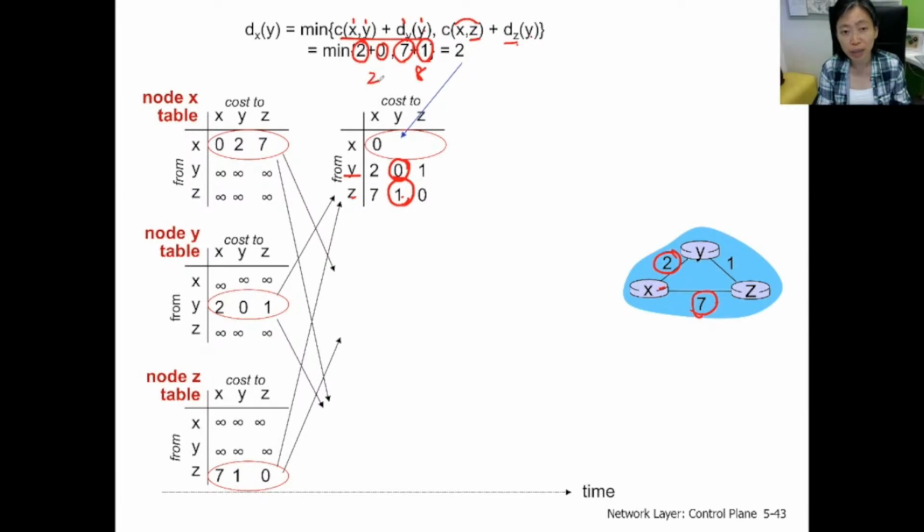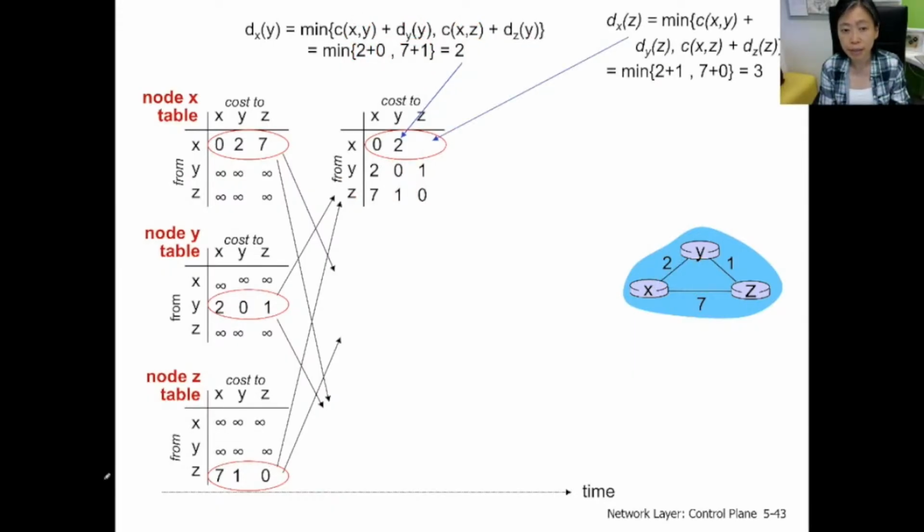And this is 2 only. Therefore, y here wins. Y is the next hop router to y. So therefore, we write 2 right here for xy. And now we derive dxz. So from x to z.